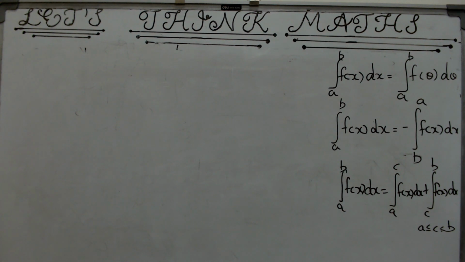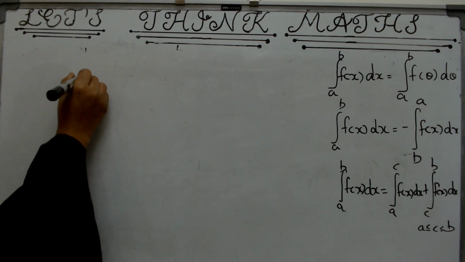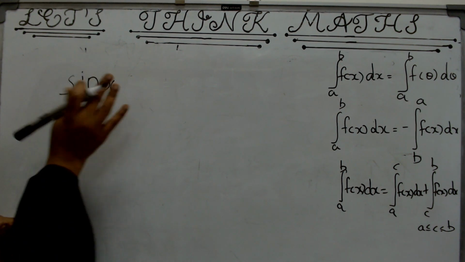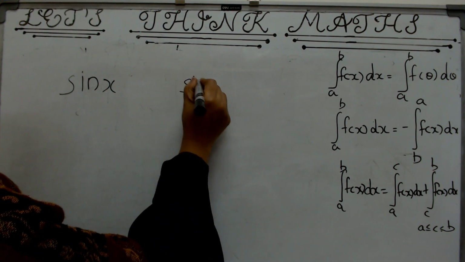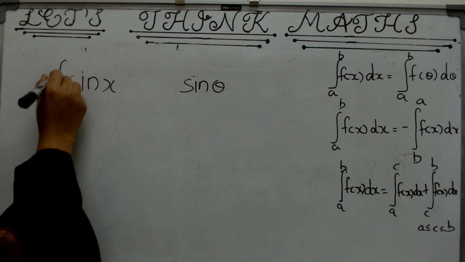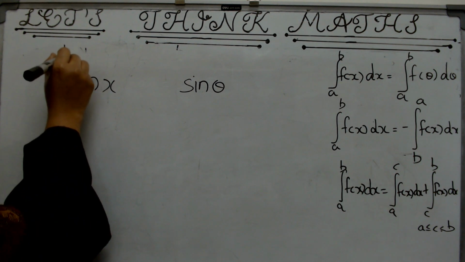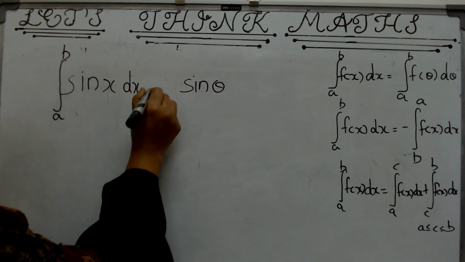We are going to see some properties of definite integrals, and we are going to do some questions and examine how and where to apply our properties. So we start with the first one. What does the first property say? We have a function in the variable x, for example, sin x. The same function but in a different variable, let it be theta. Now integrate both of them within the same limits, a to b, for example.